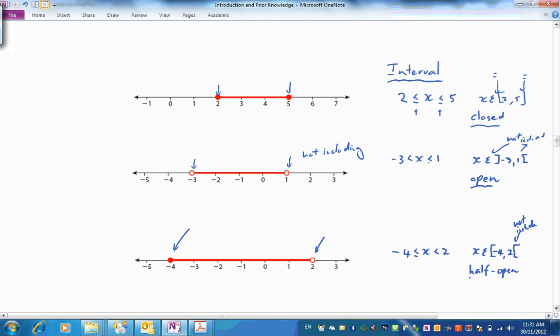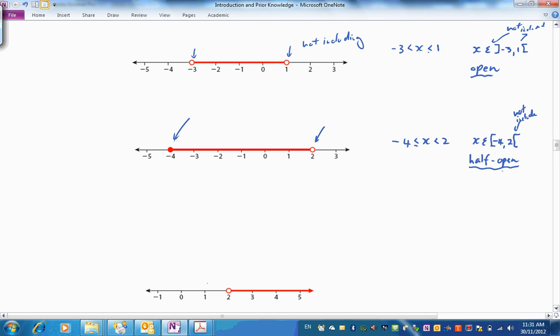So only one end is closed and has equality there, which means it stops right on that number. So these are all called bounded. So we'll just come down here a bit.